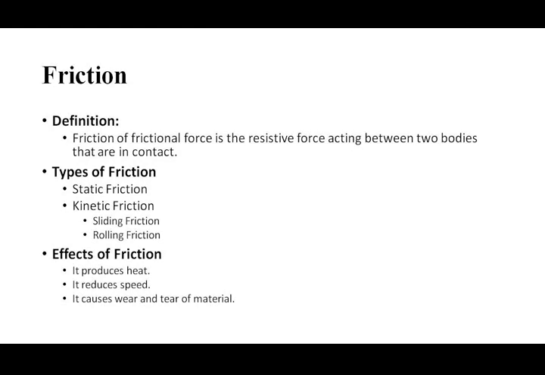Second, it reduces speed. This we can understand again through the ball. You let a ball roll on the ground, after some time it comes to a stop. This is due to the friction that it faces. Friction always acts in the opposite direction. Since it's acting in the opposite direction of the force that has been applied, it reduces the amount of force. So the speed decreases.